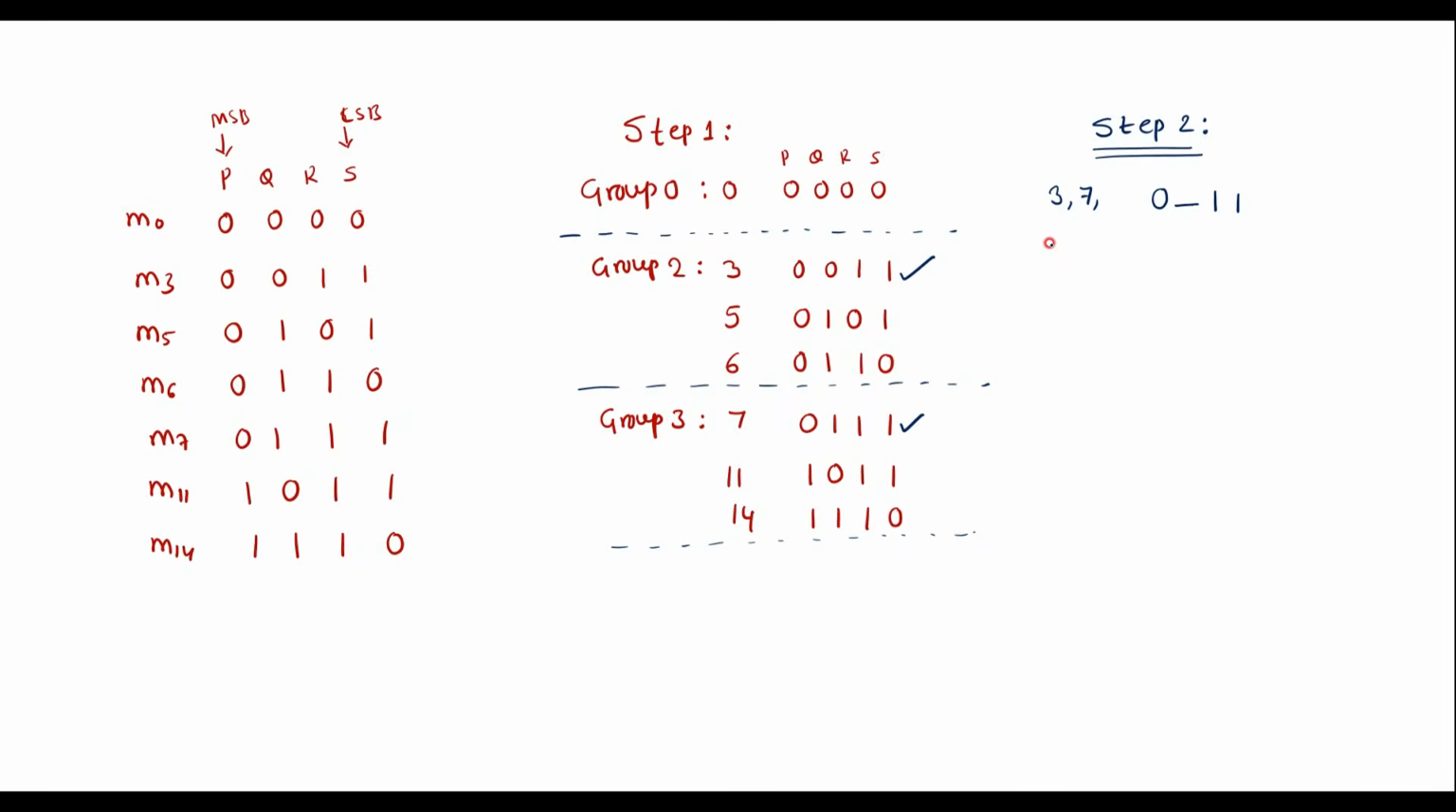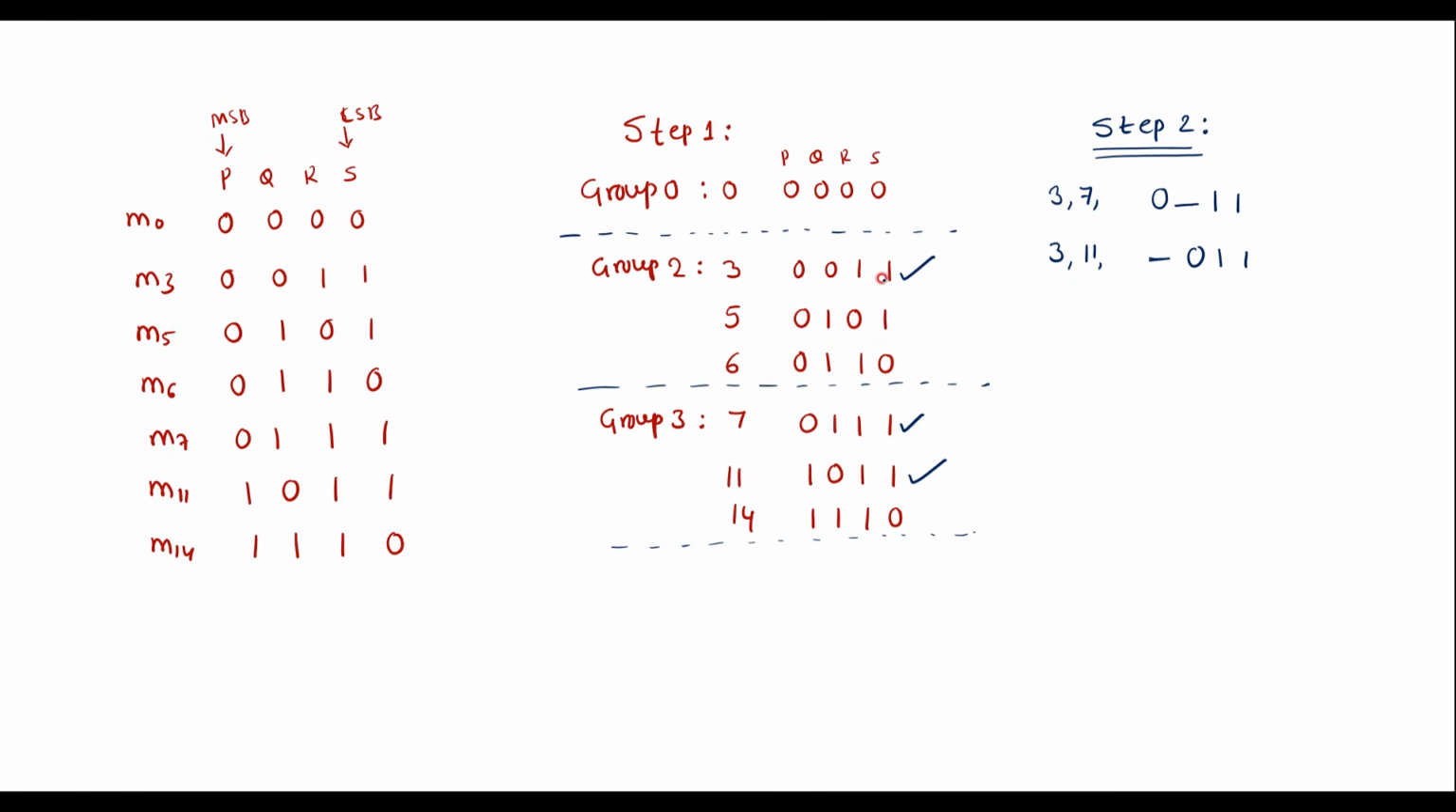So we write here 3 and 11, where the first bit differs, and we represent it as a dash. The remaining bits are as they are, that is 0, 1, 1. So now we have compared 3 and 11. We have to put a check mark. 3 already has a check mark. Now I will put a check mark on 11.